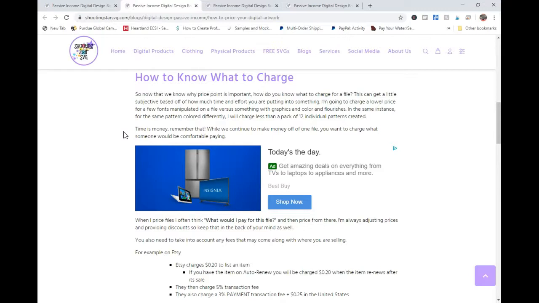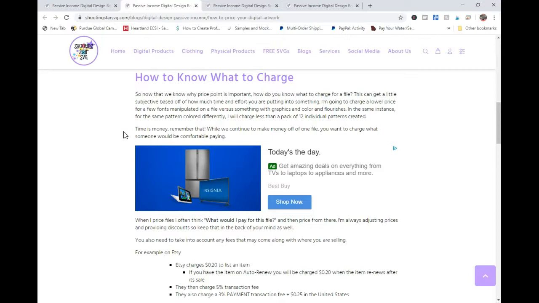As far as digital papers go, if I have the same pattern, we'll just say seamless dots, for example, and I change the background and the foreground colors on that, I'm going to charge differently than if I had 12 different individual patterns in a pack.